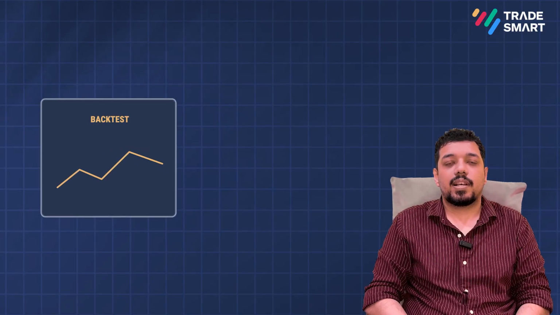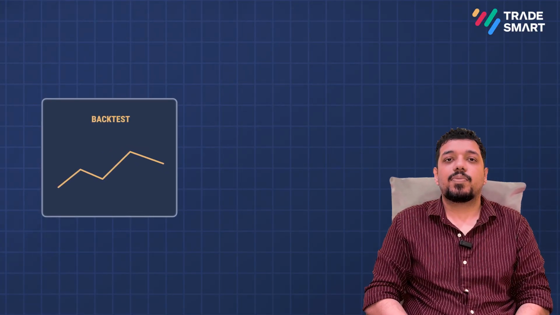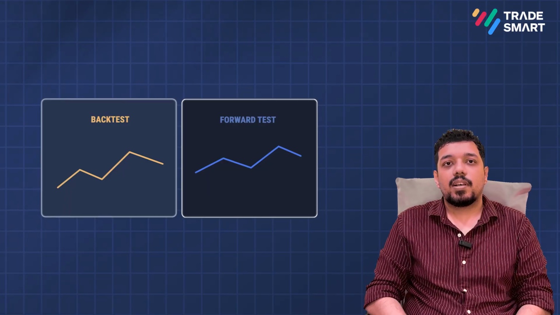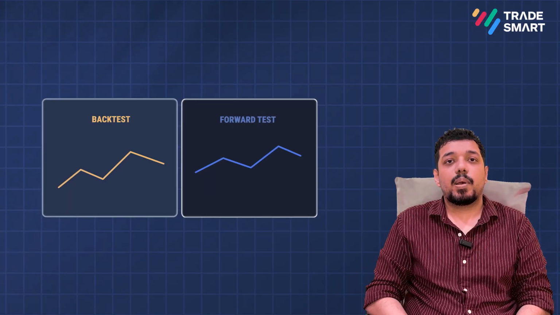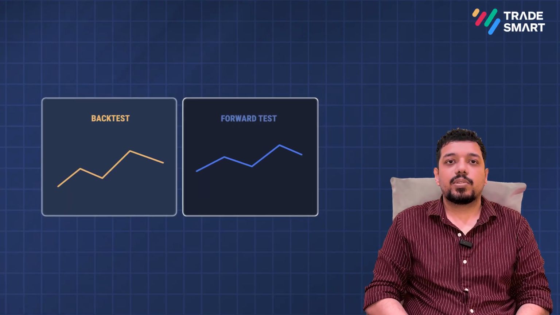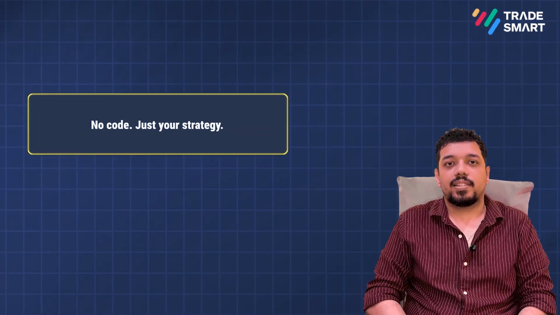Backtesting runs your rules against historic data, whereas forward testing runs your rules against live data. Remember that both are not using real money. Neither tells you what will happen next. They only tell you if your rules are working as per intended. So that is the whole point of SmartAlgo. No code, just your strategy.